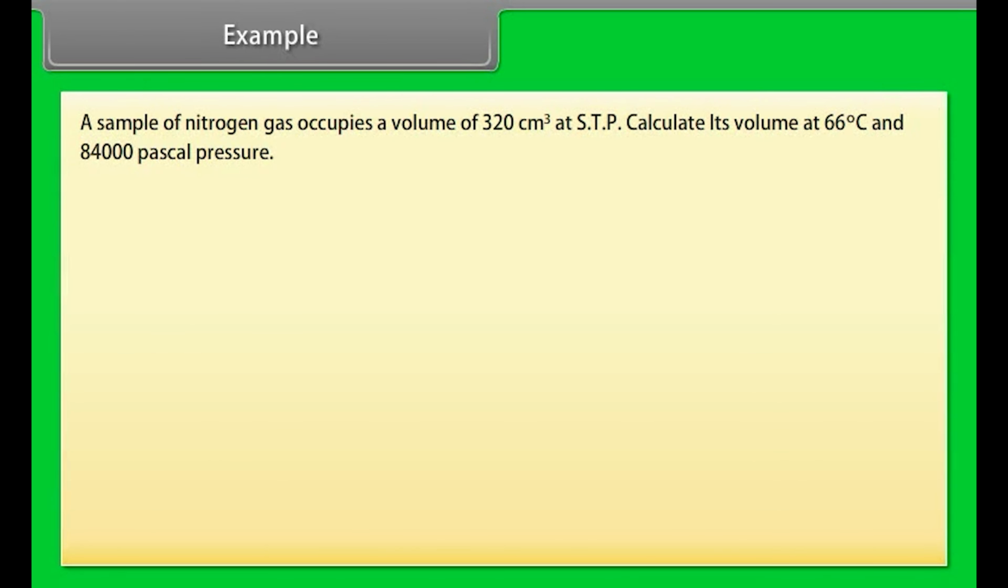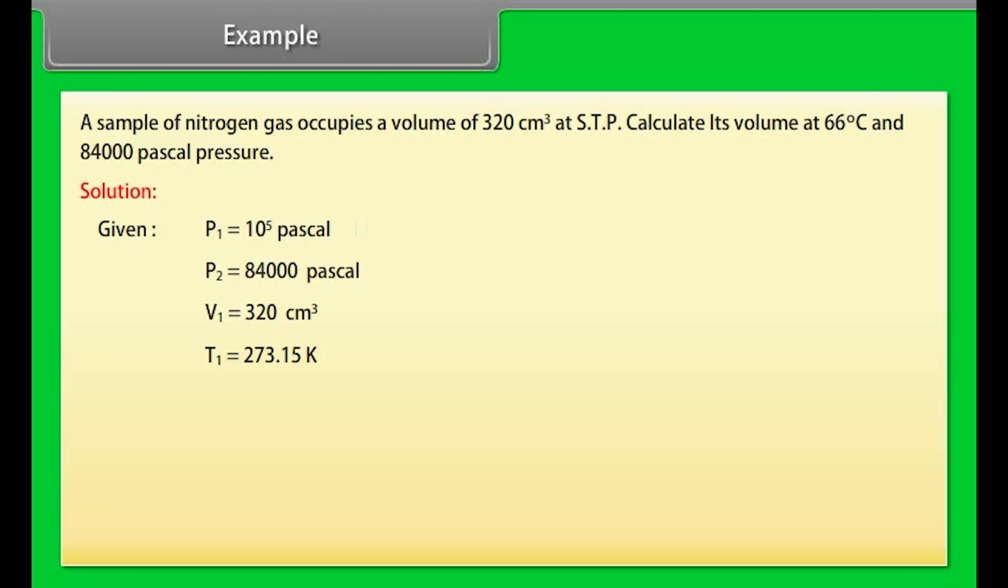Example: a sample of nitrogen gas occupies a volume of 320 centimeter cube at STP. Calculate its volume at 66 degrees Celsius and 84,000 Pascal pressure. Solution: given P1 is equal to 10 raised to the power 5 Pascal, P2 is equal to 84,000 Pascal, V1 is equal to 320 centimeter cube, T1 is equal to 273.15 Kelvin, T2 is equal to 66 degrees Celsius is equal to 66 plus 273.15 Kelvin is equal to 339.15 Kelvin. We have to find V2.